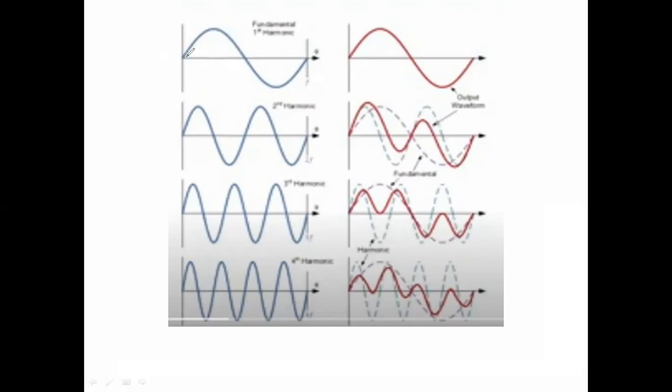When the fundamental frequency signal is mixed with the second harmonic signal, we will get this type of waveform. Here the waveform is distorted. Similarly, when the fundamental frequency signal is mixed with the third harmonic signal, we will get this type of output waveform, which is also a distorted waveform. Like this, by combining the fundamental frequency signal with the fourth harmonic components, we will get variations of the output waveform.